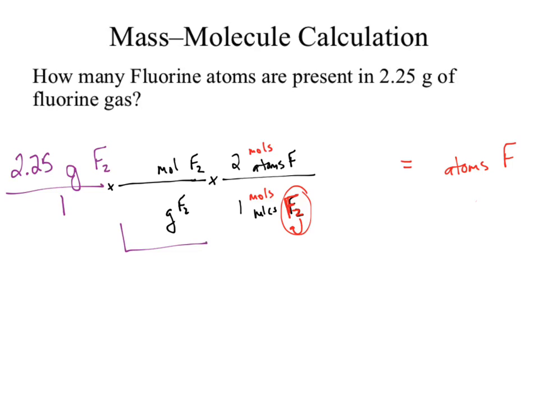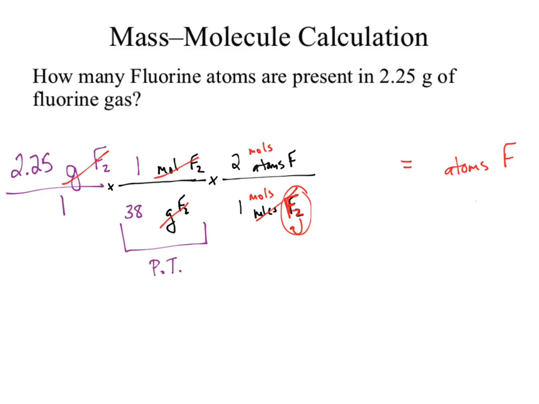Where is that conversion factor between mass and moles found? It's found in the periodic table, and the periodic table tells us the mass for F2 is 38 grams of F2 in 1 mole of F2. Okay? What happens with my units? Grams of F2 cancel. Moles of F2 cancel. What would I now have? Moles of fluorine atoms. What do I want for an answer? Atoms of fluorine. Am I there?